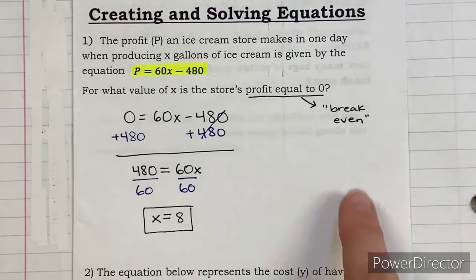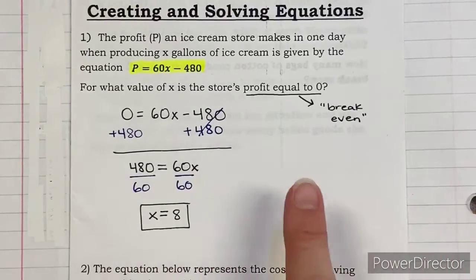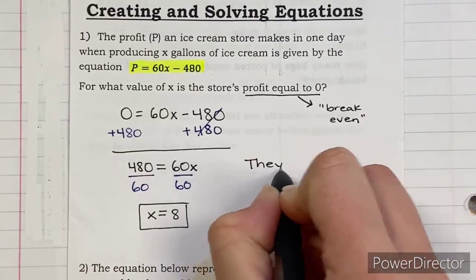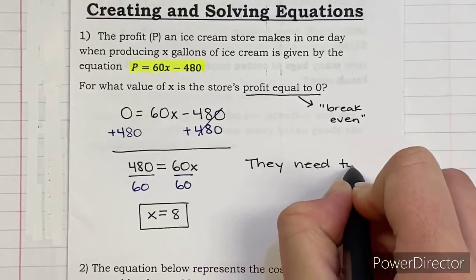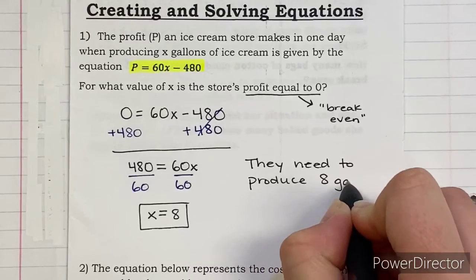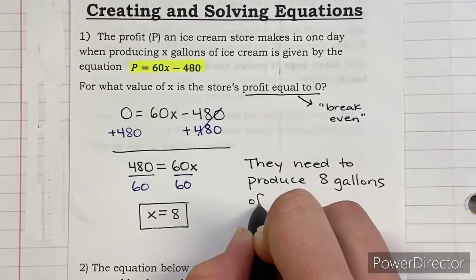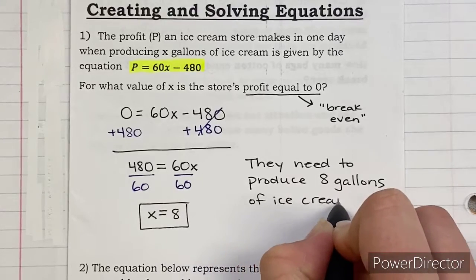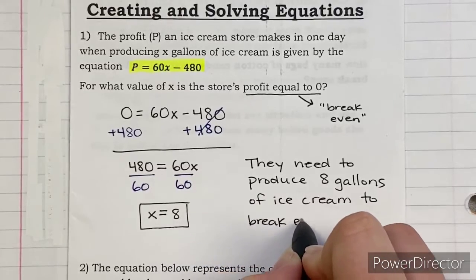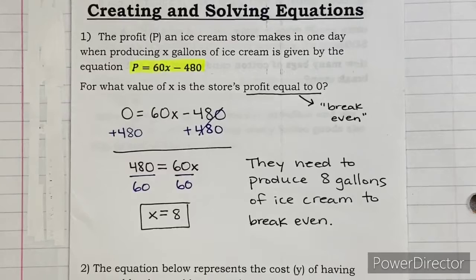So since we're dealing with a word problem, we're going to come up with a sentence. It doesn't have to be a super long sentence explaining what this solution actually means. So we're going to say what we just went over. They need to produce 8 gallons of ice cream to break even. And that's it. So I'll give you a little bit of time to write that down, and then we'll move on to example 2.